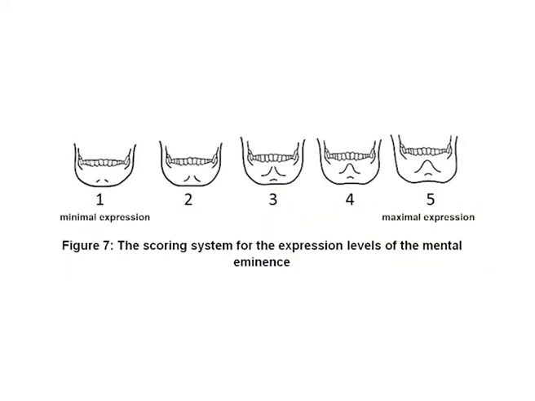To observe the mental eminence, one should view the skull front facing and hold the mandible between the thumb and index finger like this, with the thumb placed either side of the mental eminence. If there is little or no projection of the mental eminence, then it would score a 1, that is the minimal expression. If it is pronounced, it would score a 5, that is the maximal expression. Figure 7 depicts in detail the scoring system for the expression levels of the mental eminence.